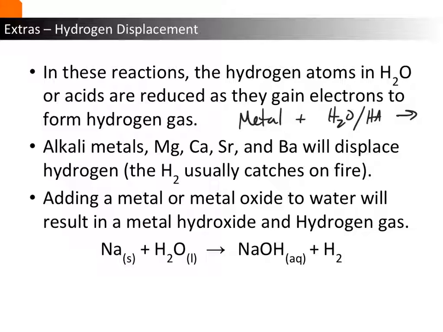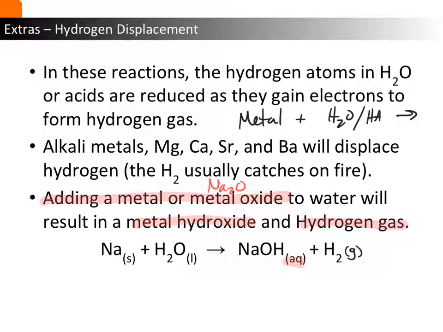So in any of these problems, when you see a chunk of metal or a metal oxide, for example like Na2O, when you add that to water, the resulting compound will always result in the metal hydroxide and hydrogen gas. The hydroxide would be aqueous and the H2 will just bubble off. If the temperature or heat is high enough, the H will actually start on fire.